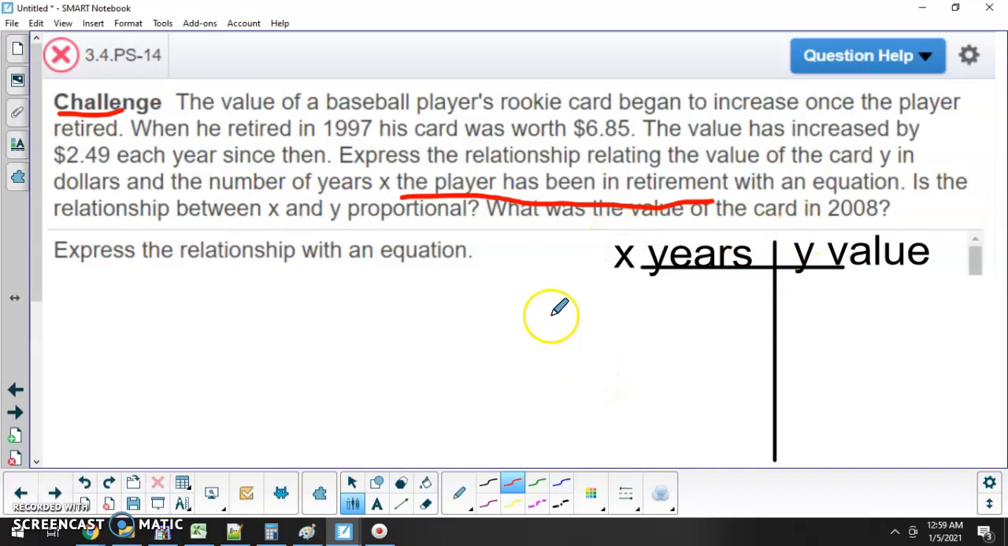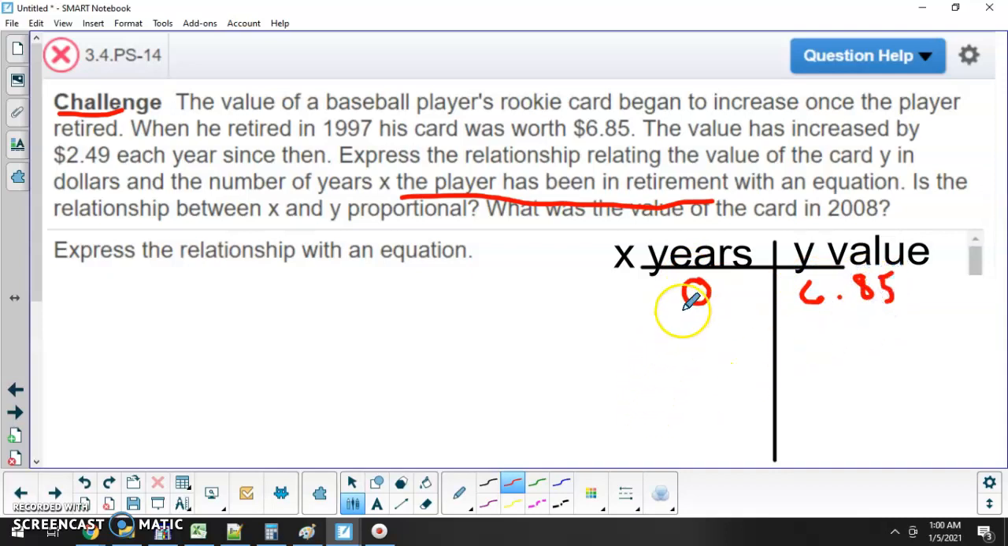All right, so there's a lot of parts to this. This is a tough problem. So let's just think about the problem a little bit. So I made this nice little table here. So when the player retires, how much is the card worth? It's worth $6.85. So how many years after retirement is the time he retires? Goose egg, 0. Okay, 0 years after retirement, the card is worth $6.85.